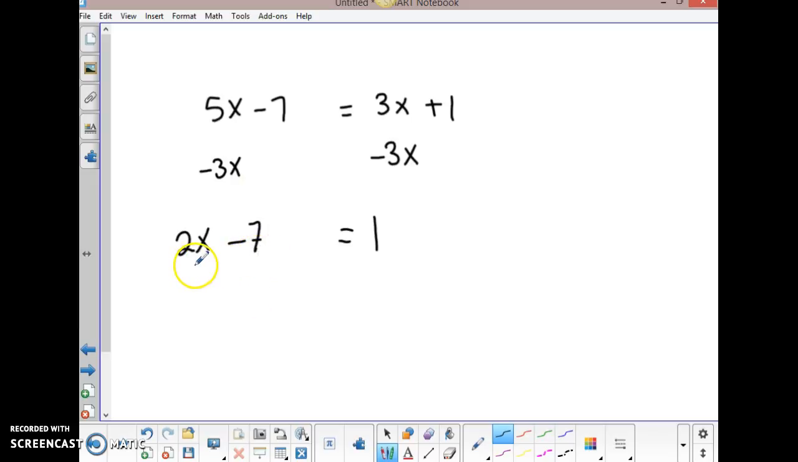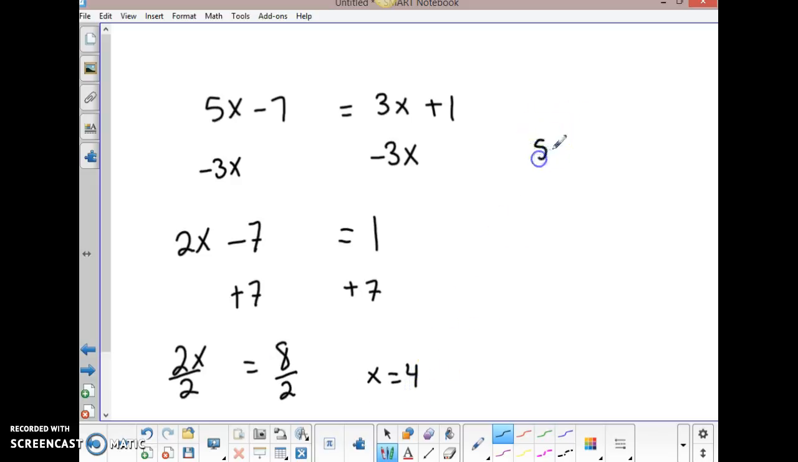Now we have two numbers next to the x. The 7 happens to be subtracted, and the 2 happens to be multiplied. Which one should we get rid of first? If you said 7, you're correct. And how would we do that? We need to add 7 to both sides. And now we have 2x, 7 and negative 7 are going to cancel out, and we have 8 on this side. Now we have the 2 multiplied by x, so we're going to do the inverse operation by dividing by 2. And we get x equals 4 as our solution.